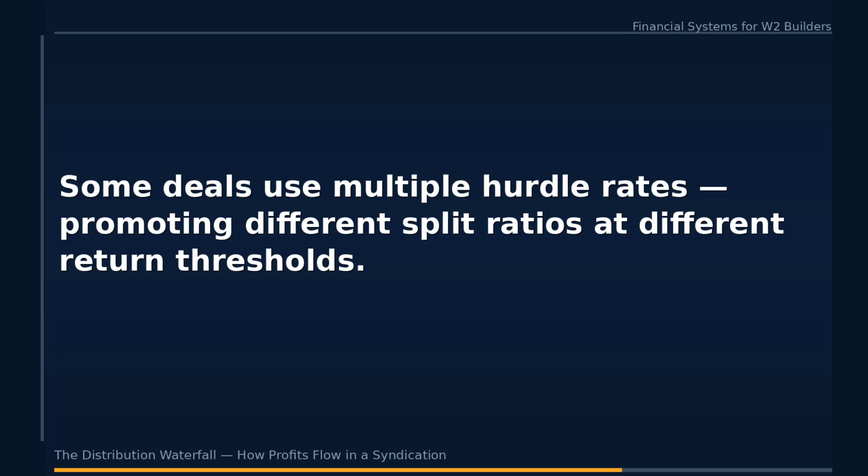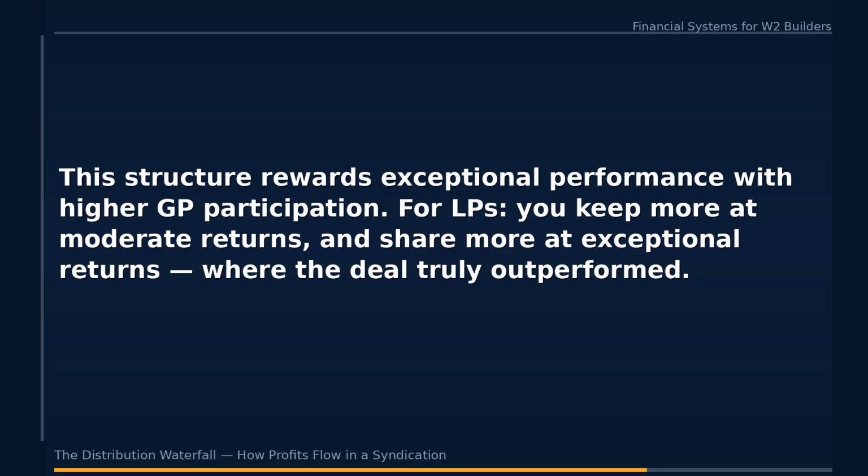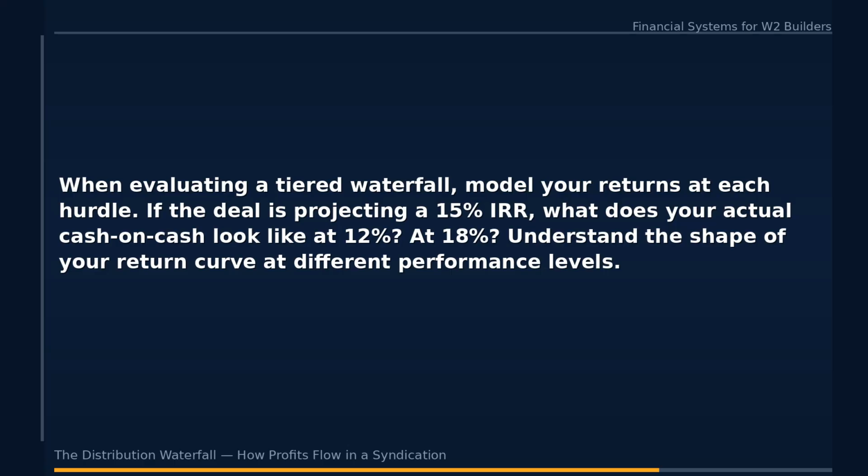Now let me address hurdle rates and tiered waterfalls. Some deals use multiple hurdle rates, promoting different split ratios at different return thresholds. Example, 80/20 split up to a 15% IRR. Above 15% IRR, 70/30 split. Above 20% IRR, 60/40. This structure rewards exceptional performance with higher GP participation. For LPs, you keep more at moderate returns, and share more at exceptional returns, where the deal truly outperformed.